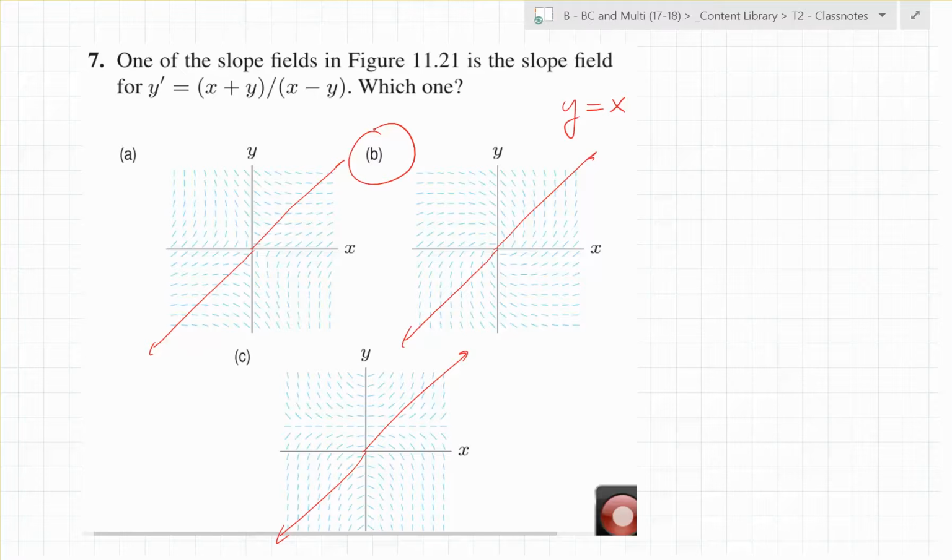Is there another way to analyze it? Absolutely. So for example, what's another point we could test in there? 3 comma 2? You want to do 3, 2? If you do 3 comma 2, you should see something really steep and positive. 3 minus 2, so it should have a slope of 5, right?